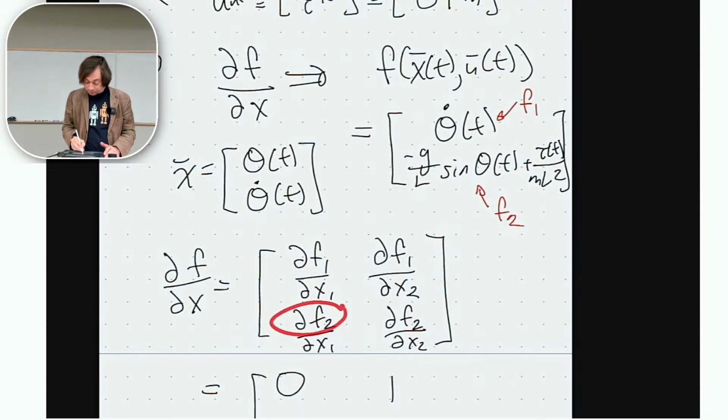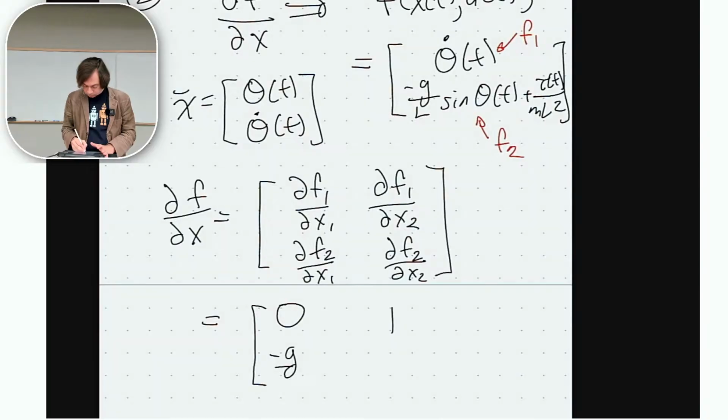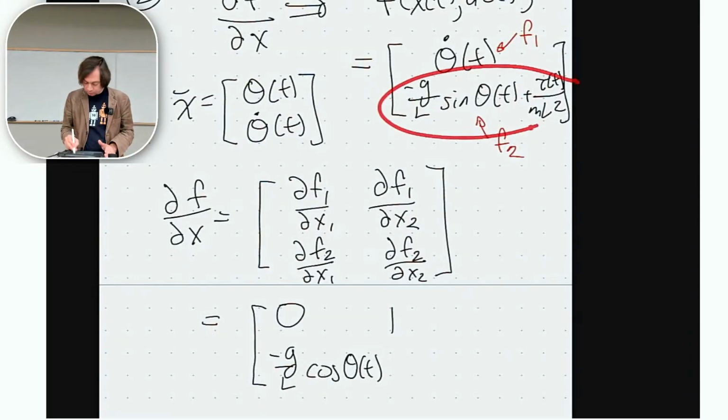Now we have f2. The partial derivative of f2 with respect to our first state, theta. Well, I see a sine of theta, minus g over L sine theta. This is going to be minus g over L cosine theta of t. And finally, we have partial f2, partial second state, theta dot. I see no theta dots. It's 0. That's a 1. That's a 0.